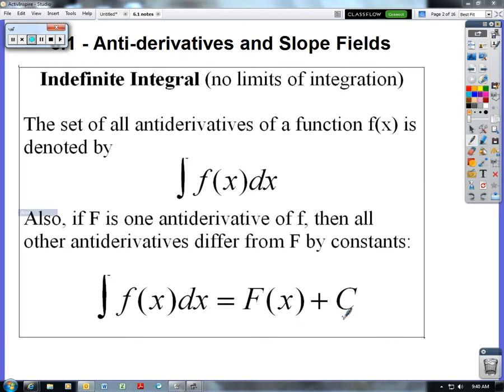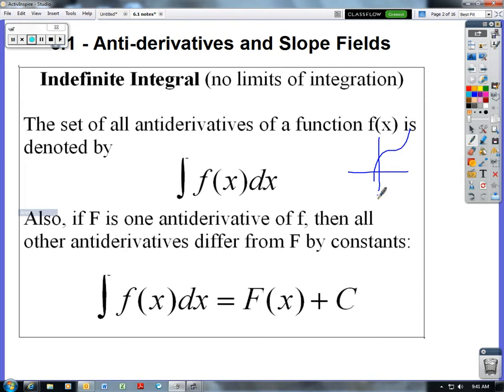So when you don't have limits on your integral, you have to add c. And the reason you have to do that is because all the antiderivatives differ by a constant. Because, and we may have already talked about this, but if you have, say, there's your function. So yeah, your antiderivative is your function.